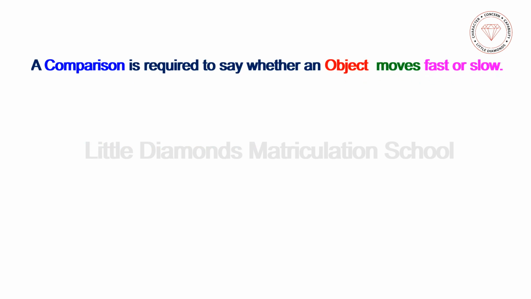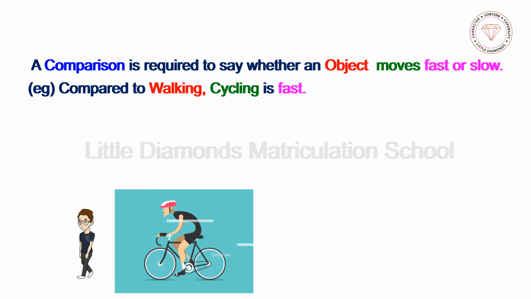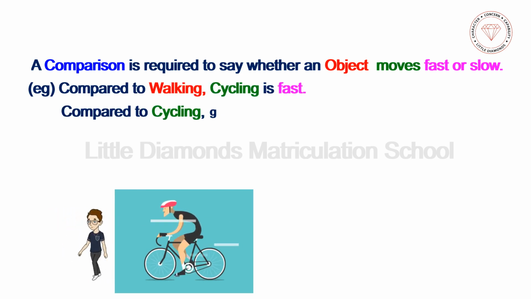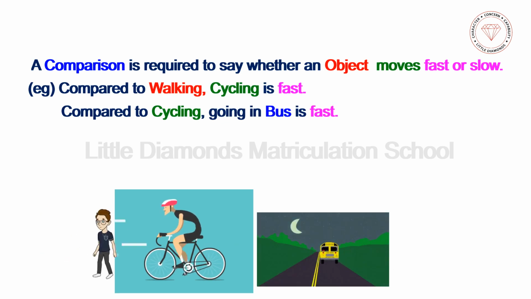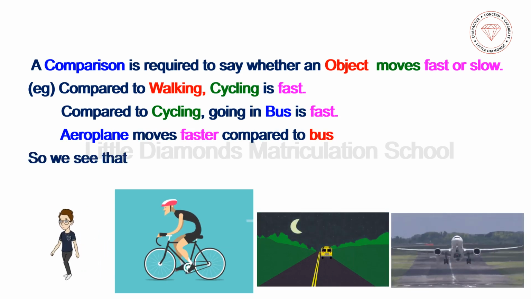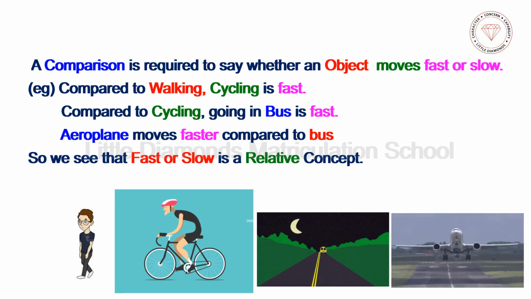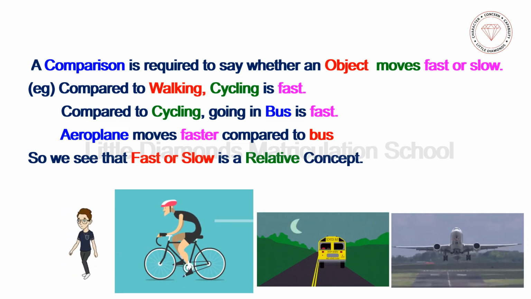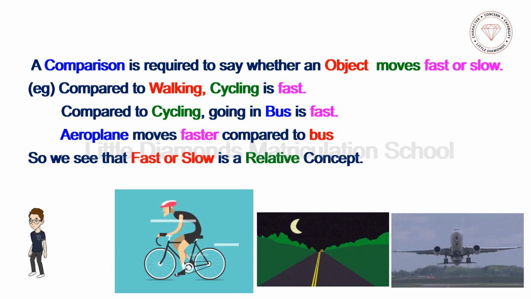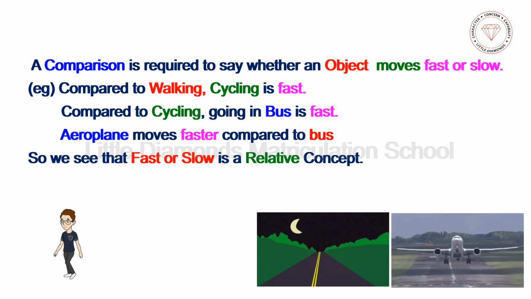A comparison is required to say whether an object is more fast or slow. Example, compared to walking, cycling is fast. Compared to cycling, going in a bus is fast. Aeroplane moves faster compared to bus. So we see that fast or slow is a relative concept. An understanding of speed is required to say whether an object is in uniform or non-uniform motion. Let us know more about speed.